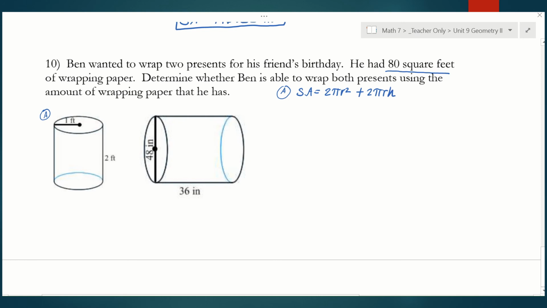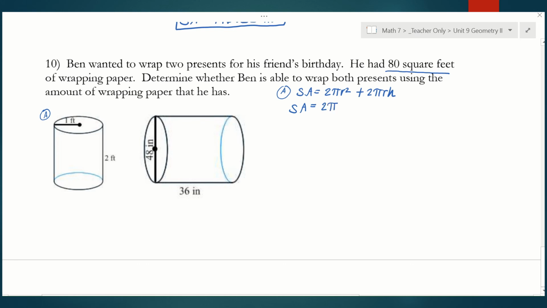Okay, now it doesn't give us any specifics about whether we're using the pi key or whether we should be using 3.14. So let's go ahead and use the pi key just so that we are getting a more accurate representation of what the actual surface area is. Because if I use 3.14, I'm going to get a rounded answer. And so we'll still have to round the answer, but at least it'll be a little bit more accurate. So I'm going to keep pi.